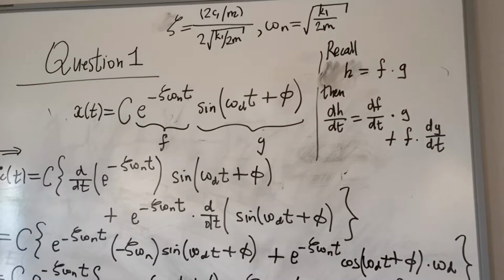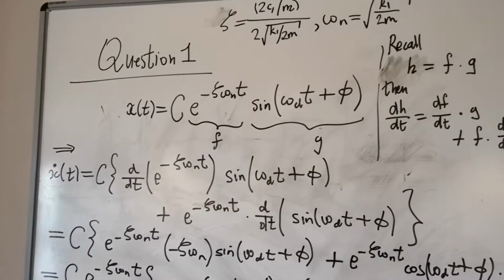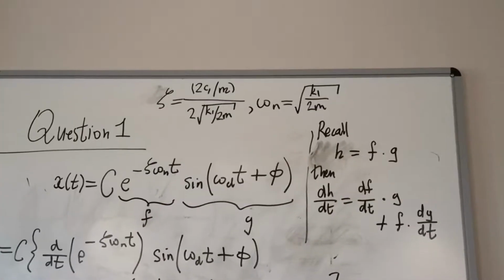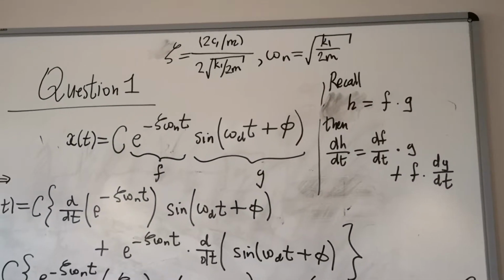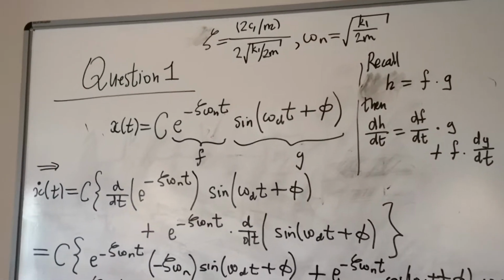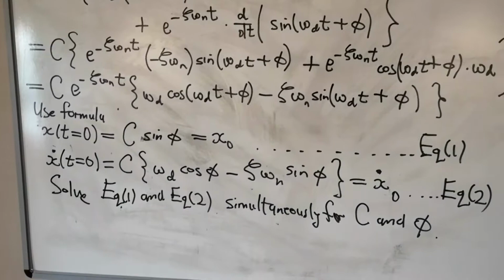We're basically saying that when it's underdamped, when zeta is less than 1, that is the formula for the equation, and we've already previously worked out zeta and omega n. So these are known values, and c is an unknown, phi is an unknown, and the question is asking you to solve for c and phi in terms of the available information.